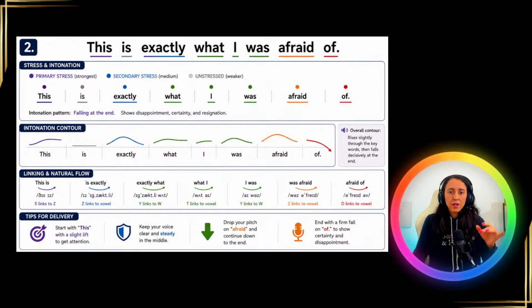Would've, flap T, would've, and then you link with I. Now let's pay attention to the linking possibilities here, okay? We have this is. So you have the S in this, okay? This is, okay? So you link Z, this is exactly. And then the is with exactly, okay? Exactly. It's not exactly, it's exactly, okay?